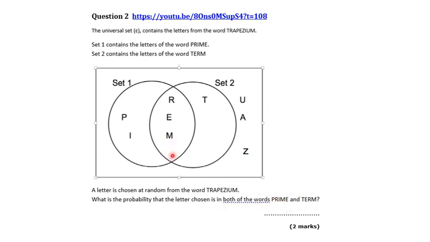Okay, we can see the letters that are in both words are in this overlap, and R, E and M appear in prime and term. So we want how many letters appear in this overlap in both words out of how many altogether. So we have 3 letters in both of the words out of 1, 2, 3, 4, 5, 6, 7, 8, 9 letters altogether. So our answer is 3 out of 9, and we could cancel that down to 1/3 if we wanted.